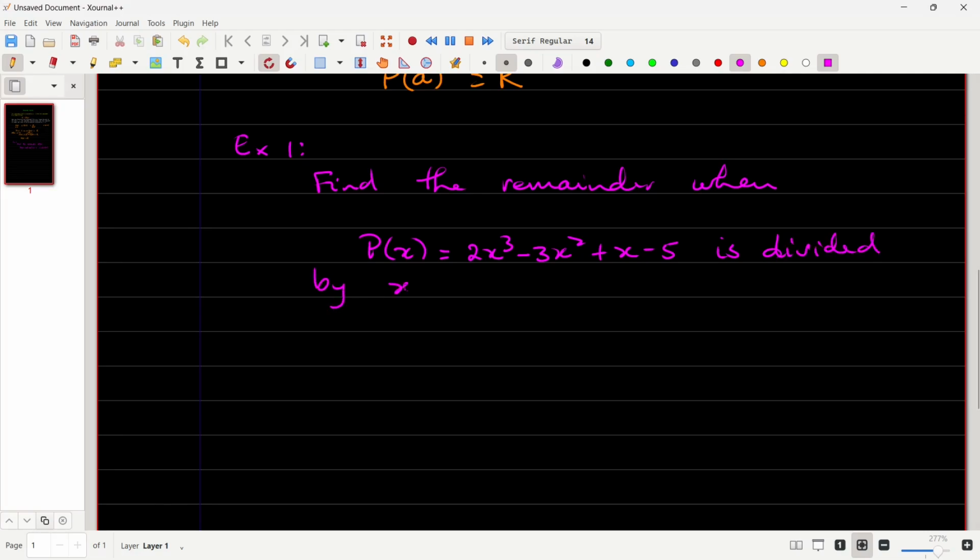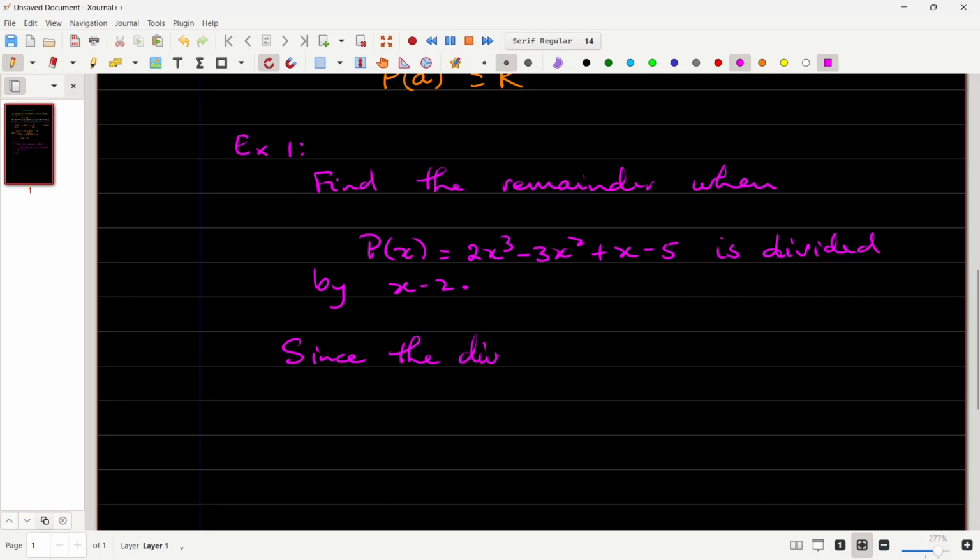divided by x minus 2. Now usually what you would do is take this and use long division or synthetic division and be able to get your remainder. But what I'm going to do is a different method, which is to use the remainder theorem to find the remainder. And then I'm going to use synthetic division and show you that the remainder is the same. So let's see.